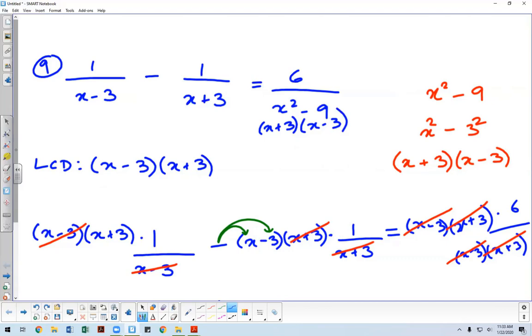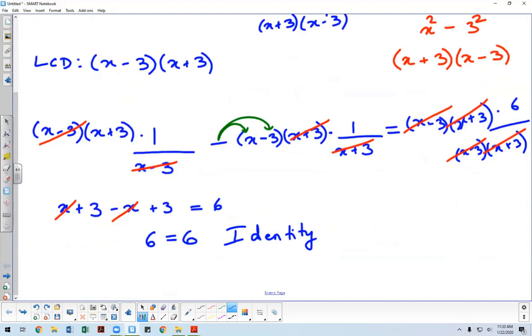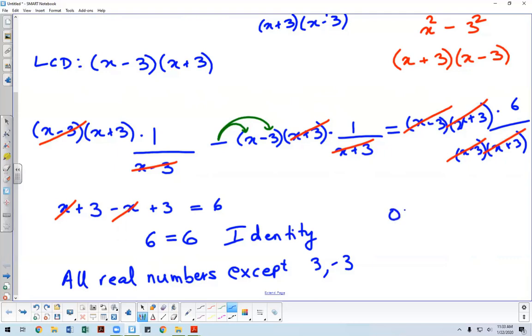So when you write your answer down, we'll basically say your solution can be all real numbers except positive 3 and negative 3. Or you can also write it as: it can be any x except x cannot be positive or negative 3.